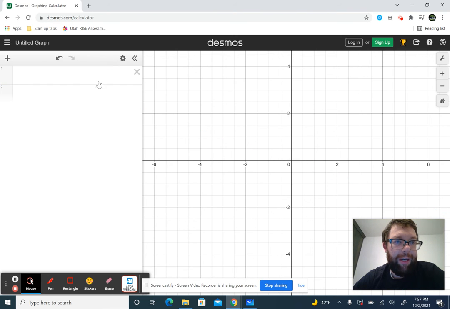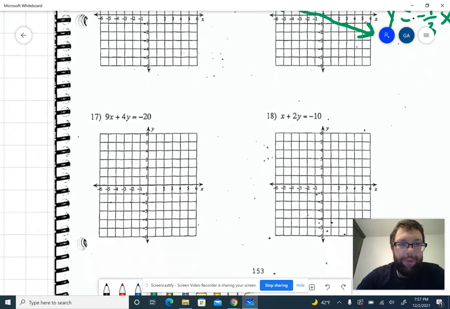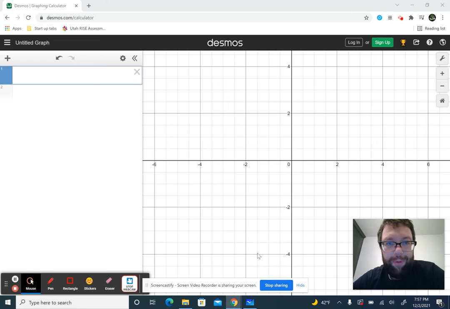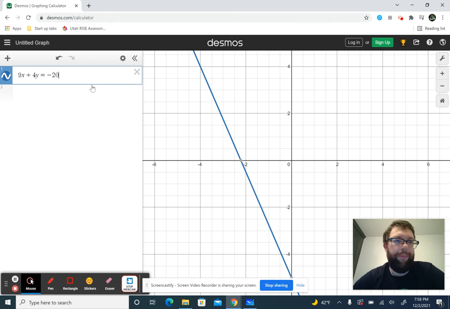So let's look at another example of that with a different equation. I'm going to X out that equation and we're going to try another one. So let's go back to our graph and do this one right here: 9x plus 4y equals -20.